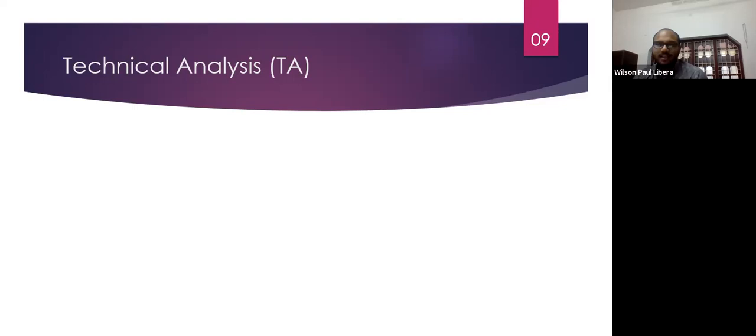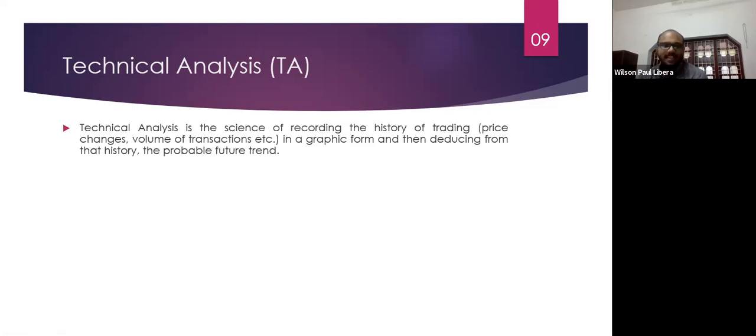And then, what is technical analysis? Technical analysis is the science of recording the history of trading. The history of trading, in the sense of the changes in price and the volume of transactions that took place at each price. This history is recorded in a graphic form, and from that graphic picturization we try to deduce the future probable trend. We are not trying anything else. We are just expressing the history of prices and volume in graphic form, and from that we try to find out how the prices will move. So we are just making an assumption: since these and these are like this, the future price will be like this. That's it, nothing else.